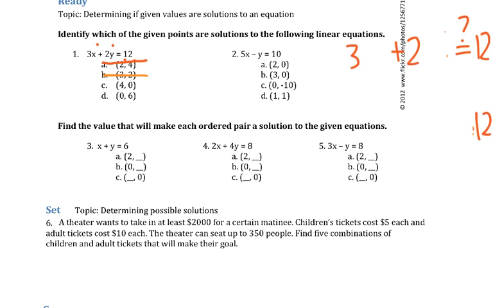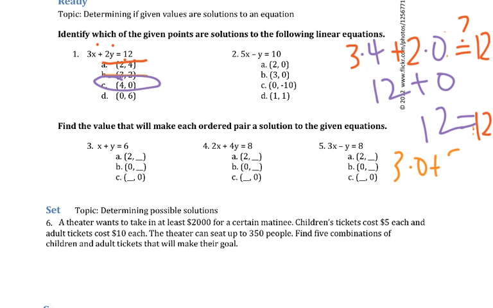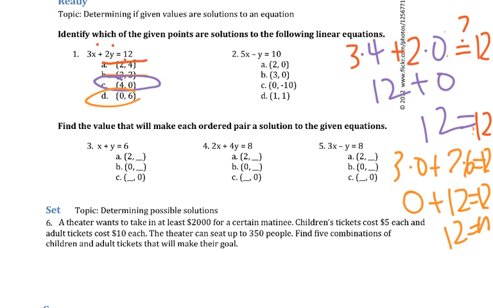So we do C. 3 times 4, 2 times 0. 3 times 4 is 12. 2 times 0 is 0. This one does work. Now you may want to stop there, but we need to check the last one too. Okay, so 3 times 0 plus 2 times 6, does that equal 12? 3 times 0 is 0, 2 times 6 is 12. So yeah, this one works as well. So C and D are both possible answers on that one.